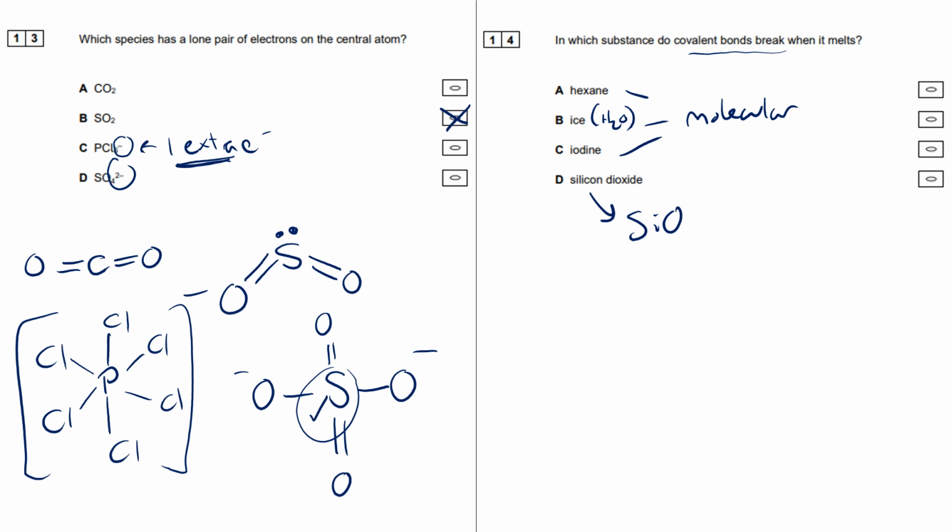Silicon dioxide, also known as silica, is a macromolecular structure. So when silica melts, you're breaking many strong covalent bonds. So D is correct here.